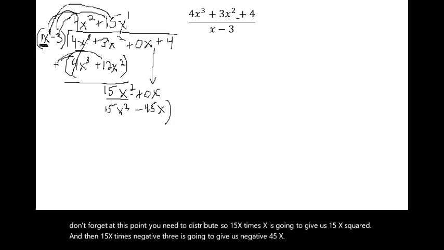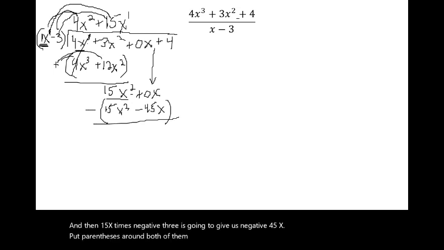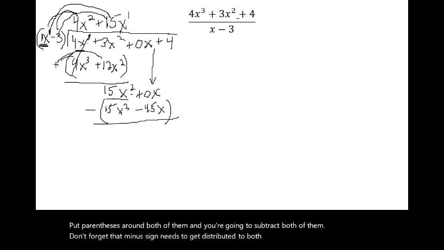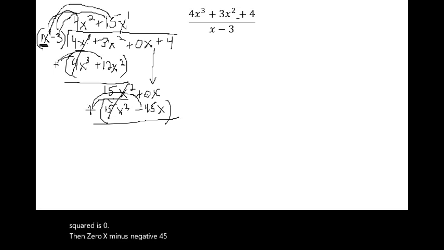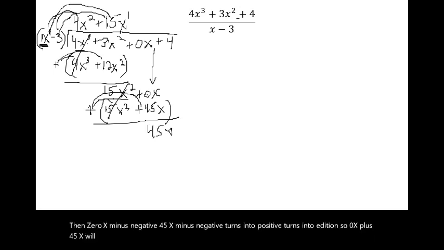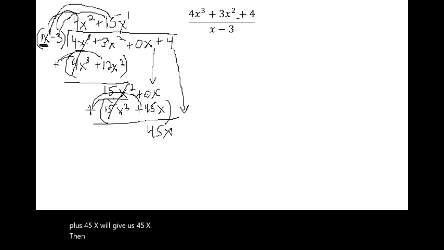Now put parentheses around both of them, and you're going to subtract both of them. Don't forget that that minus sign needs to get distributed to both terms. So 15x squared minus 15x squared is 0. Then 0x minus negative 45x: minus negative turns into positive, turns into addition. So 0x plus 45x will give us 45x. Then immediately after subtracting, you're going to bring down the next term. So I'm going to bring down the plus 4.